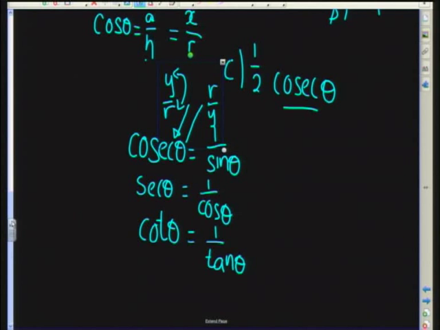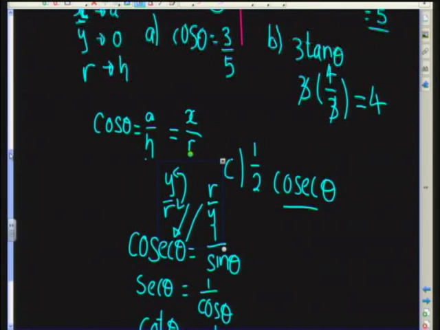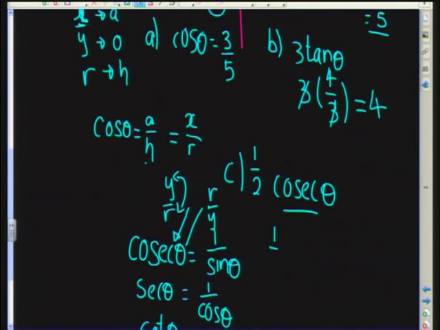So that means when we go to our diagram, we now take the ratio for r, which is 5, over y, which is 4. And that's going to give me 5 over 8 when you simplify.